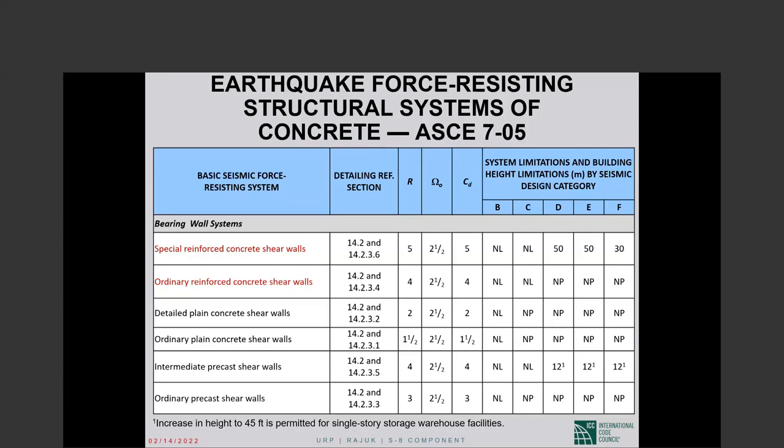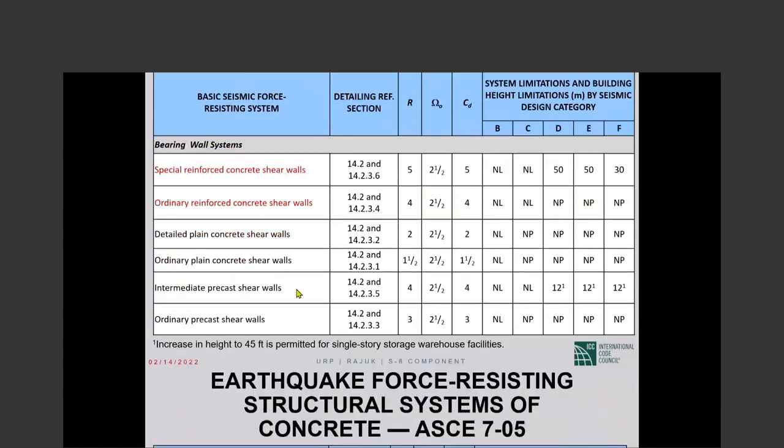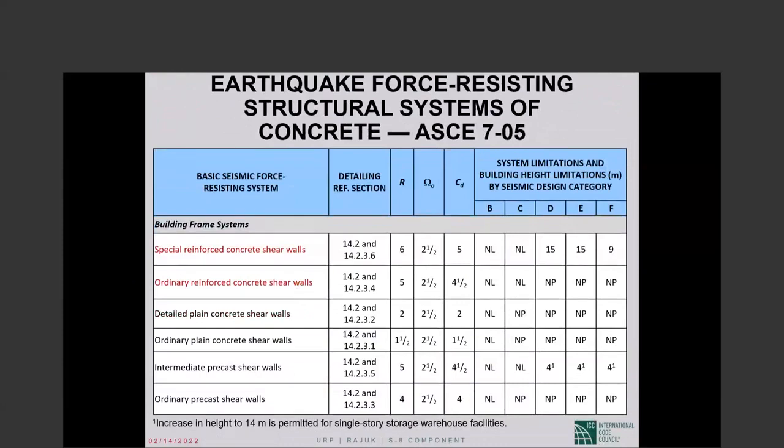If the shear wall that we are designing is part of a bearing wall system, then if it is a special reinforced concrete shear wall, R value is 5. If it is an ordinary reinforced concrete shear wall, R value is 4. If the shear wall is part of a building frame system, then for special shear walls, R is 6. For ordinary shear walls, R is 5.